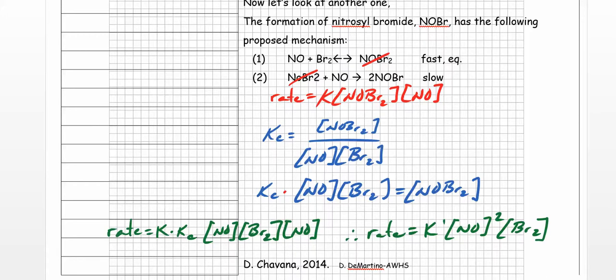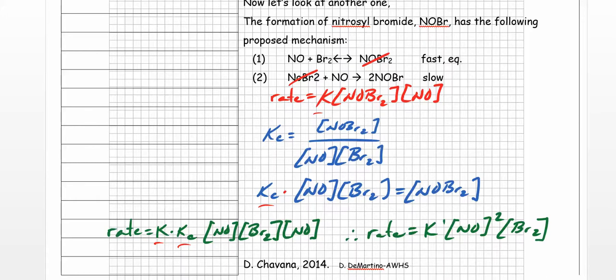I'll do it over here: rate is equal to k times Kc times [NO] times [Br2], but don't forget the original NO, right? So times NO. Let me go through that again. I'm rewriting the rate law now.